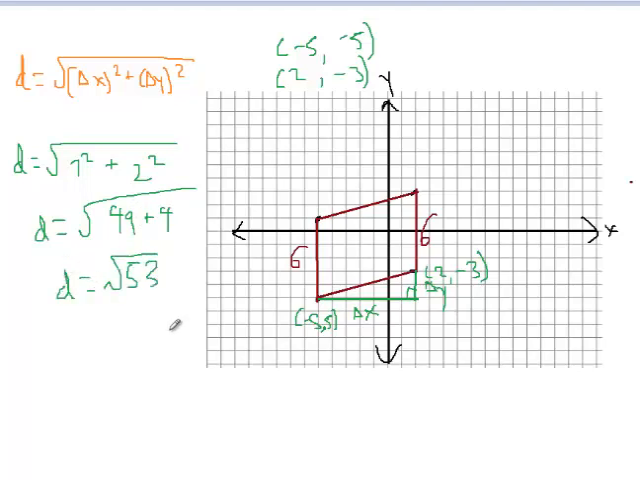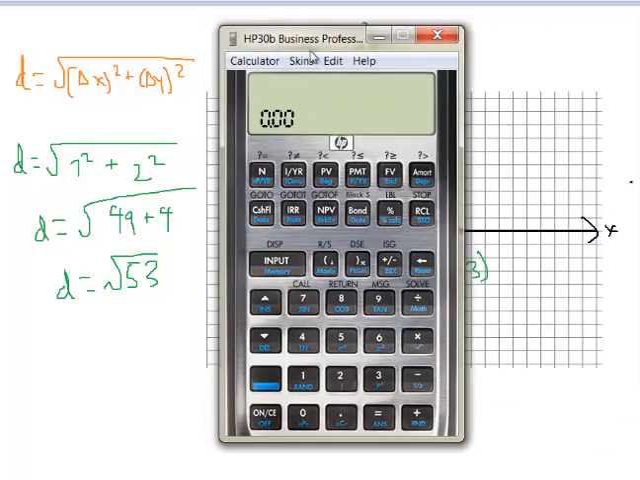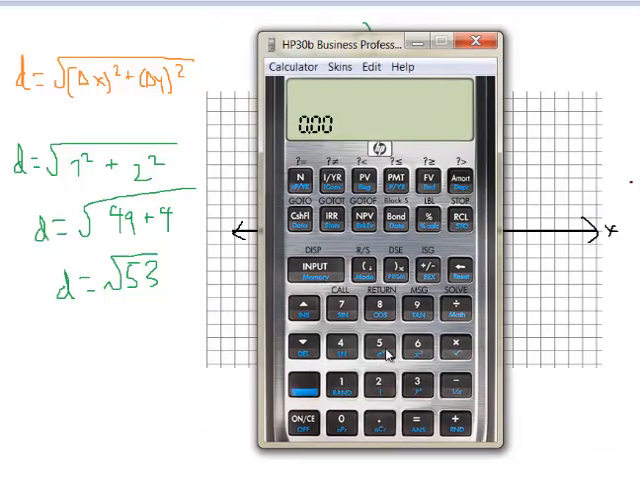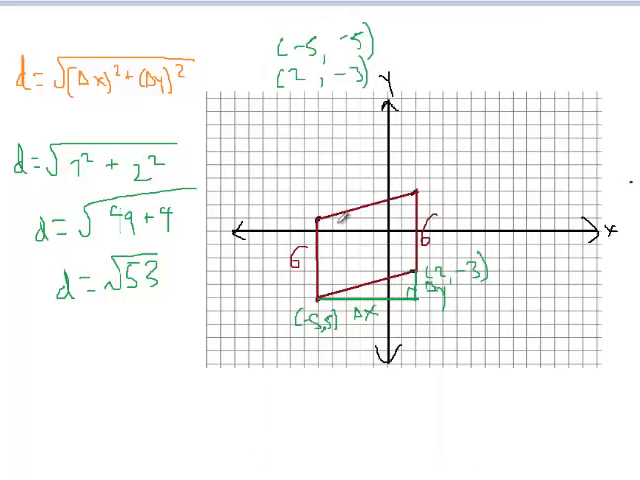Now, square root of 53 is about 7.2 or so. We can figure it out. We can put this over here. We can round it off by saying the square root of 53 is 7.28. Okay, so we're going to say the distance is 7.28. So that means this side would be 7.28, and of course, since it's a parallelogram, this side would also be 7.28. If you wanted to figure out the area of the parallelogram, you would just do 6 times 7.28.